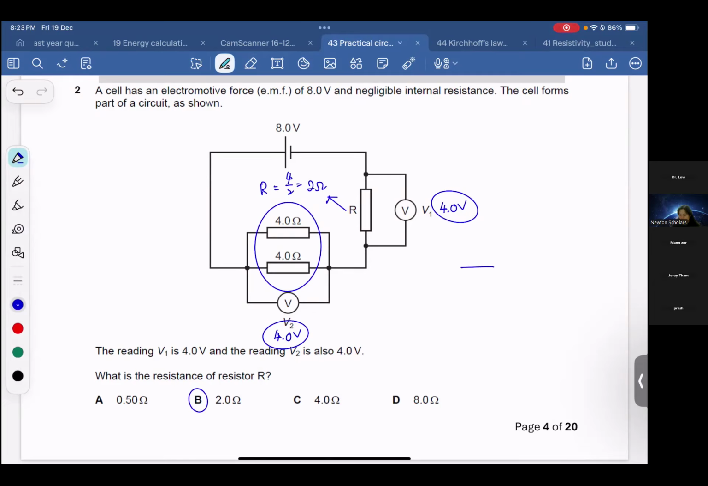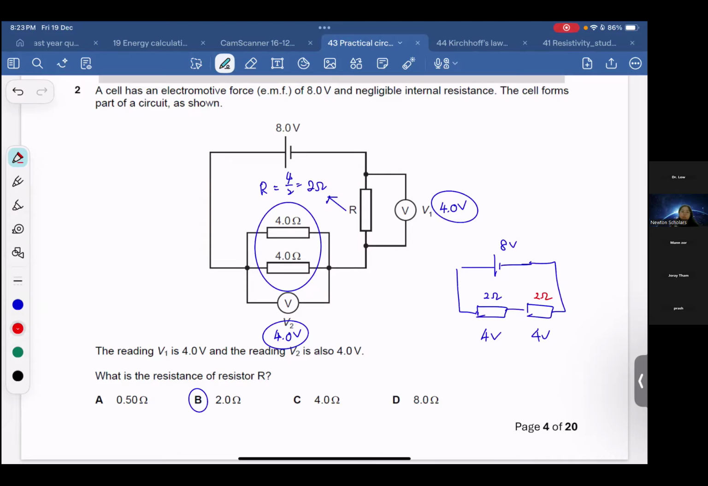Okay? If you still don't know, then I roughly draw something like this, something like this, something like this. Let's say here 8 volt. Here forward and here forward. Then here is 2 ohm. Then of course we must know that this one is also 2 ohm. That is the idea. Okay, 8 volt.